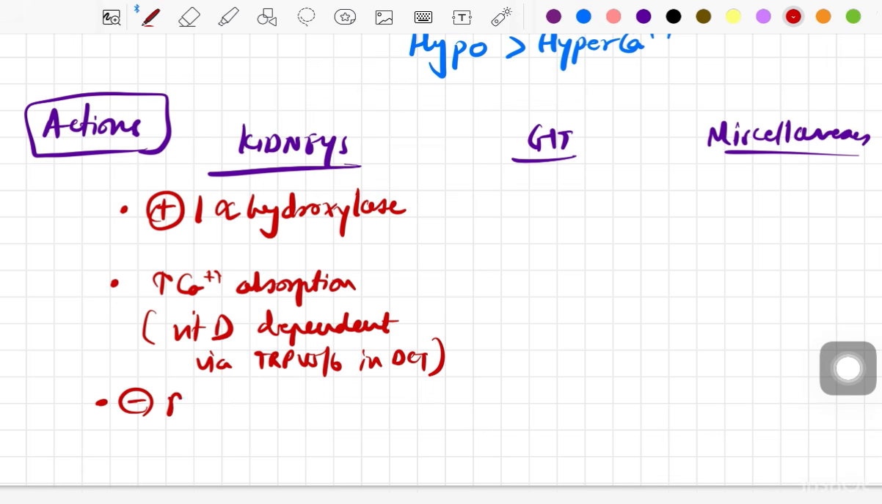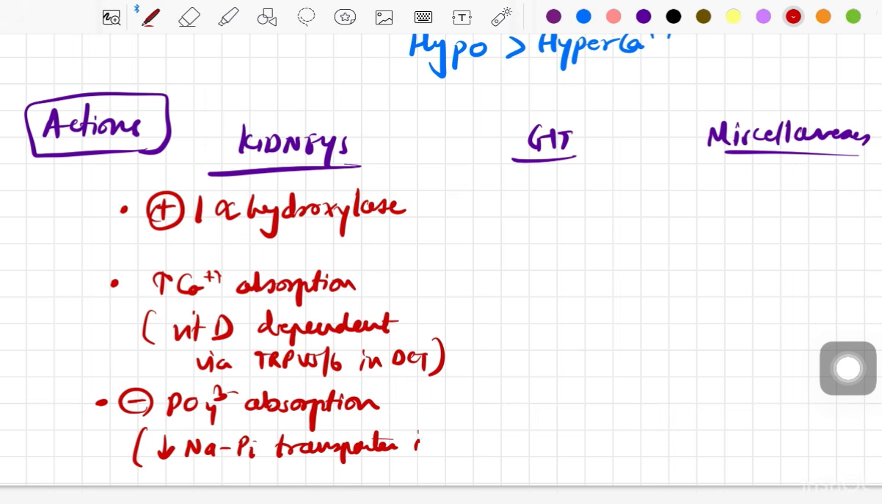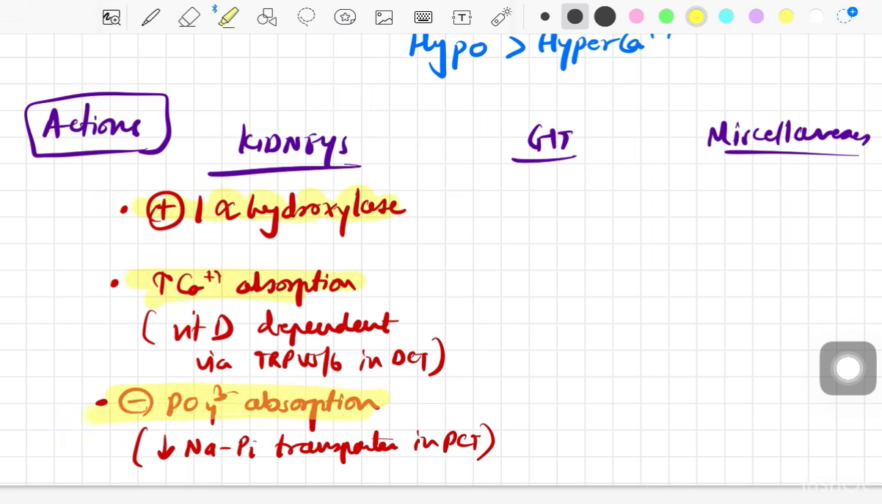And thirdly, it inhibits phosphorus absorption. How does it decrease phosphorus absorption? By reducing the sodium phosphate transporter quantity and function in the proximal convoluted tubule. So these are the 3 major actions of parathyroid hormone in kidneys: it stimulates 1-alpha hydroxylase, increases calcium absorption, and inhibits phosphorus absorption.